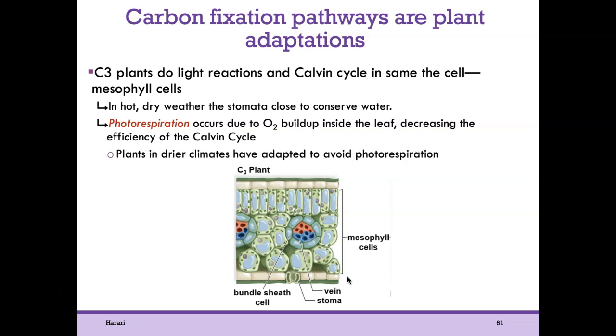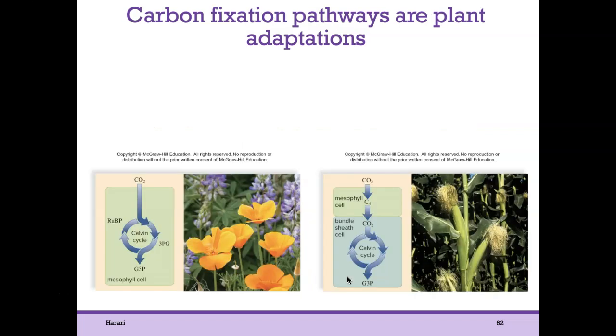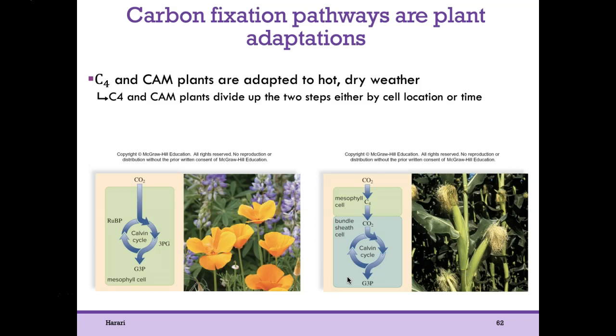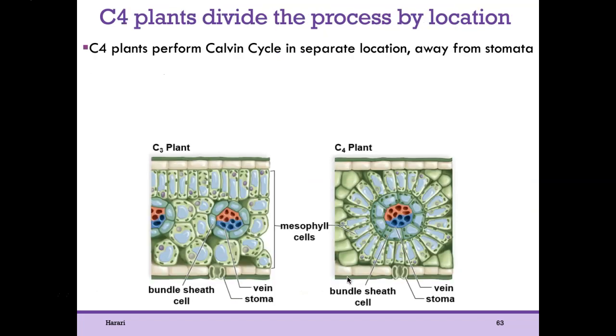So plants in drier climates have adapted to avoid photorespiration. They do C3 photosynthesis, they do the Calvin cycle, but they also do another type of cycle. So C4 plants and CAM plants have adapted to hot and dry weather. C4 and CAM plants divide up the two steps of photosynthesis, meaning the light reactions and the carbon cycle, either by the location or by the time of day in which those reactions occur.